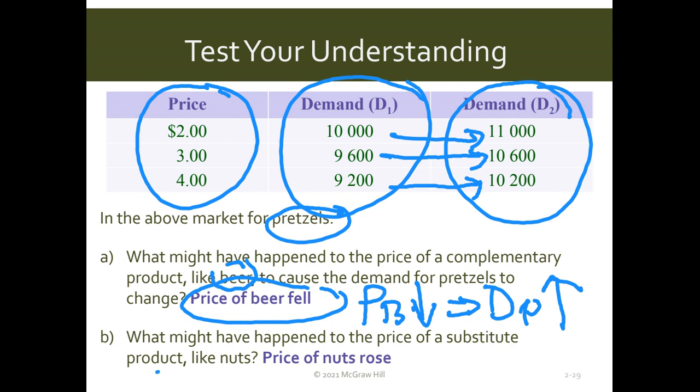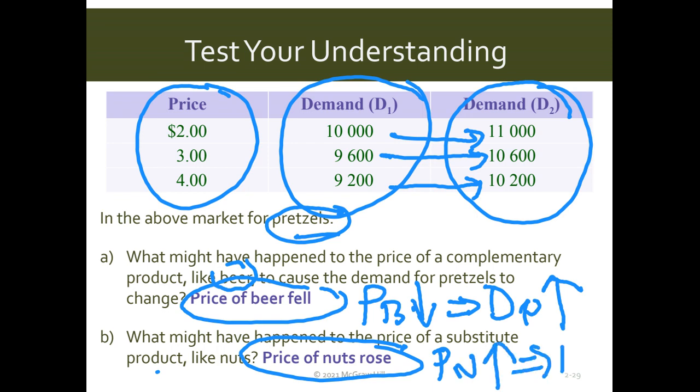Part B says exactly the opposite. That is, what might have happened to the price of a substitute product, for example, nuts. So you can substitute nuts with pretzels. I don't know, but this is in the question. So I know that the price of nuts rose. I know, because when the price of nuts increases, nuts become more expensive, and therefore people will buy more pretzels, and that is why demand for pretzel will increase. So when the price of nuts increases, demand for pretzel must increase, because people would then demand more pretzel instead of nuts, because these two are substitutable products. Okay.